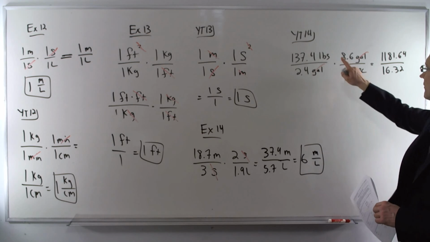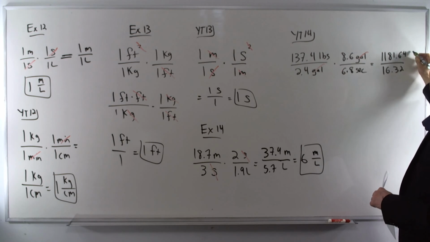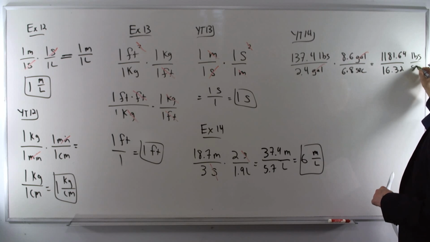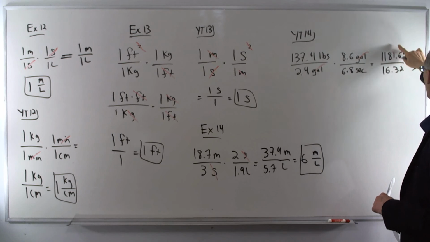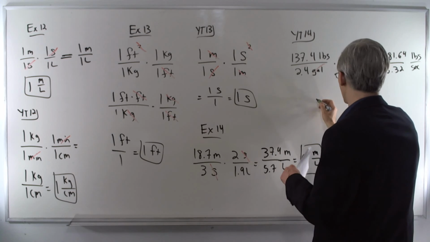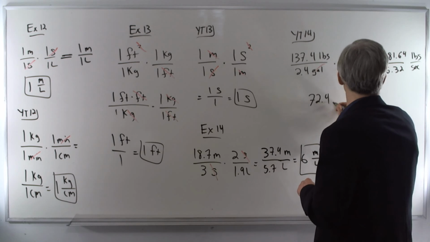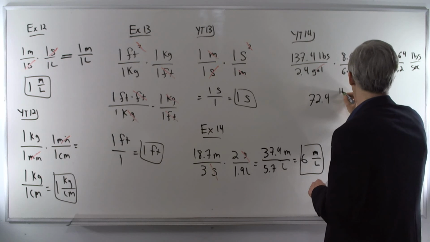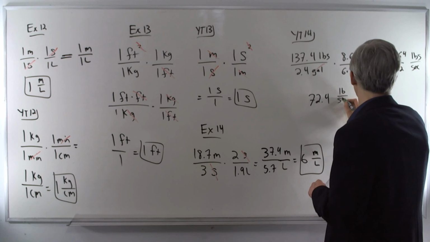Now the units we have left, we got pounds on top, seconds on the bottom. Now finally we can divide these numbers, and we get 72.4. Units being pounds per second.